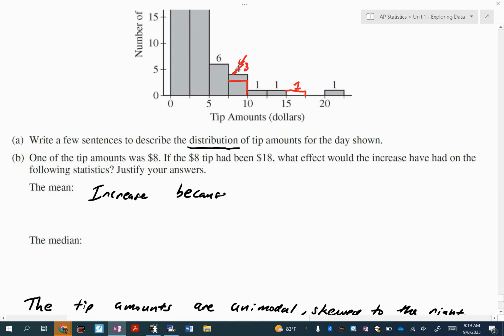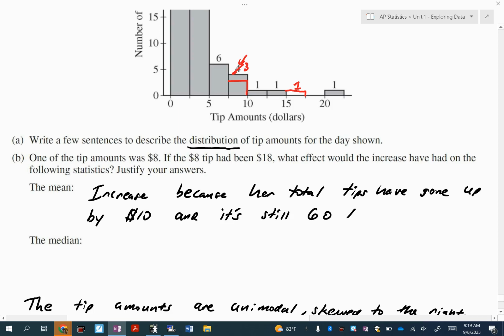because her total tips have gone up by $10, and it's still 60 total tips. Right? We haven't made it 61 tips or taken tips away. So that is for sure going to go up. What do you think about the median, though?